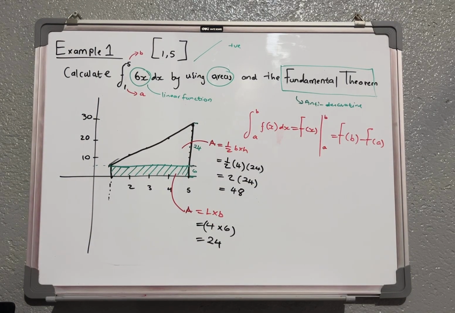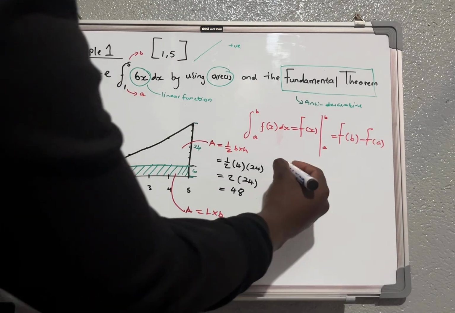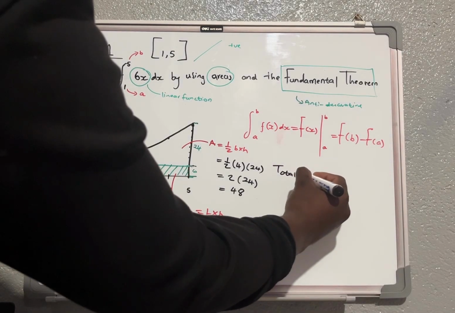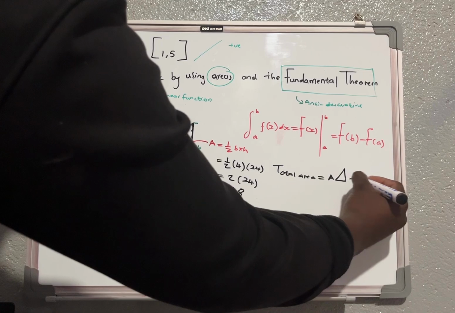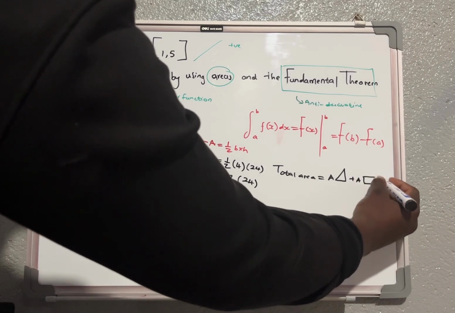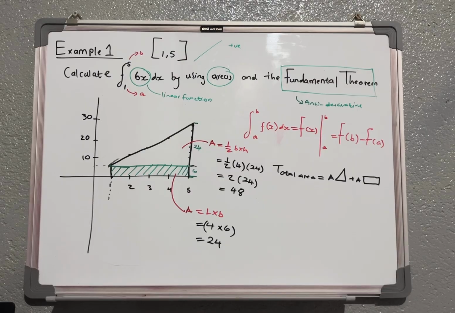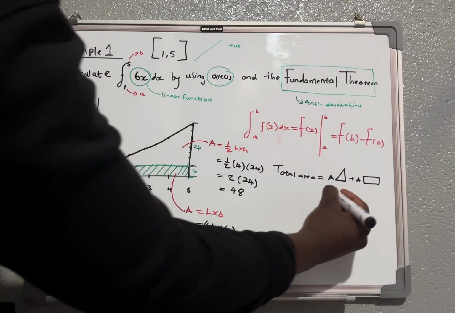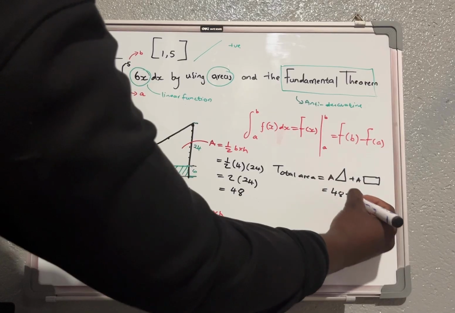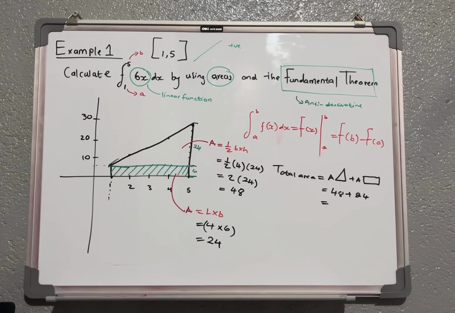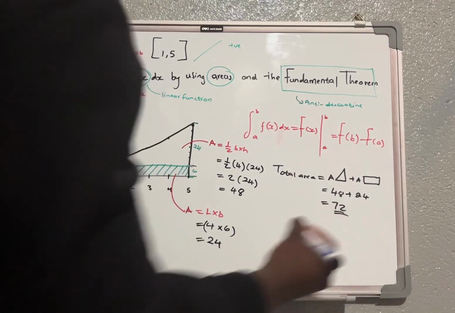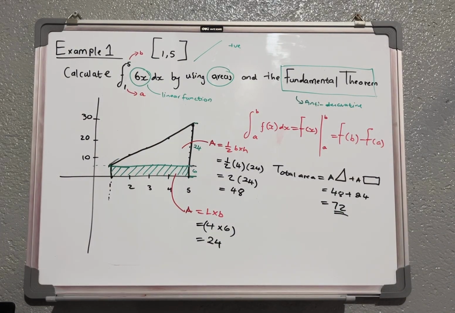Now we will say the total area equals the area of the triangle plus the area of the square shape. So now we have 48 plus 24, which gives you 72. That's the method where you have to use your area.